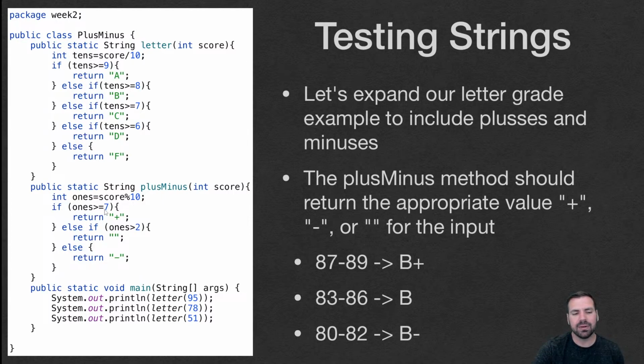If it's greater than or equal to 7, we're going to give you a plus on your letter grade. If it's greater than 2, but less than 7, we're going to have no modifier. Else, it's going to be less than 2, and we're going to give you a minus on that. And this is our grading structure for this fictitious course.